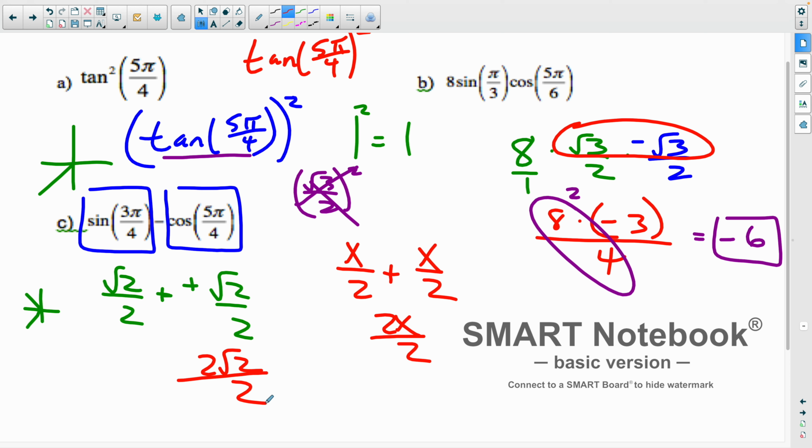Now, what can we do with either one of these? Eliminate the 2's, all right? So the 2's would go there, so it would be x. In this case, I would have eliminated the 2's, and I would have said square root of 2. So that is my final answer for that.